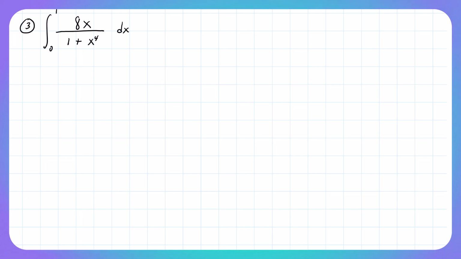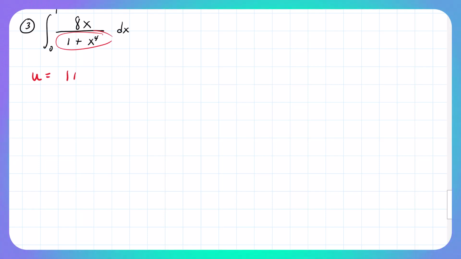Okay, so here we've got the integral from 0 to 1 of 8x over 1 plus x to the 4th dx. So it's a definite integral, and it's not one of my basic integrals. So I'm trying to think about what should be my substitution here. What could I use as my u? Now, I want to show this one where we might, like we did in the last one, just pick the denominator and think about if that works.